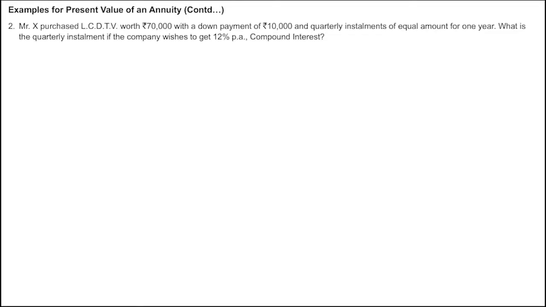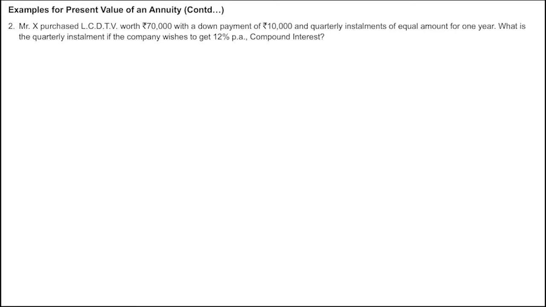Mr. X purchased an LCD TV worth rupees 70,000 with a down payment of rupees 10,000 and quarterly installments of equal amount for 1 year. What is the quarterly installment if the company wishes to get 12% per annum compound interest? So here what happens? Mr. X purchases an LCD TV. What is the worth of this TV? 70,000. And how does he purchase this TV? He makes a down payment of rupees 10,000 and he is going to make quarterly installments of equal amount for 1 year.